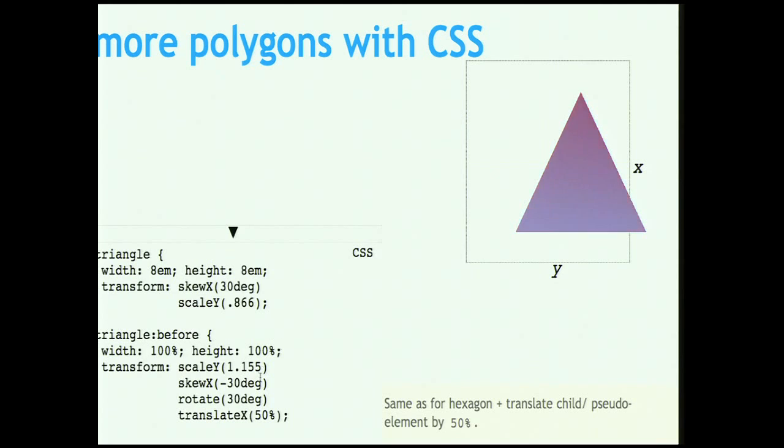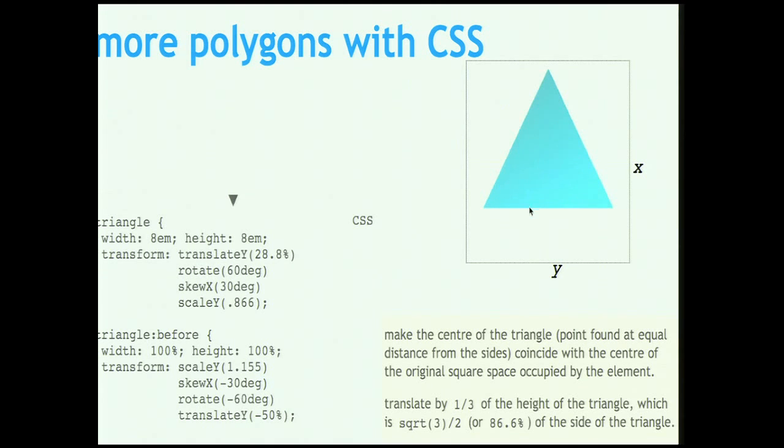You can also get a triangle if you just shift the whole thing, and that's a translate by 50%. And you can move the triangle so that it's in the center of the original system of coordinates. And it goes like this. And this translate is applied on the original element, on the parent element, not on the pseudo element. And this value is actually the inradius for this kind of triangle. And of course, use SASS to compute it.